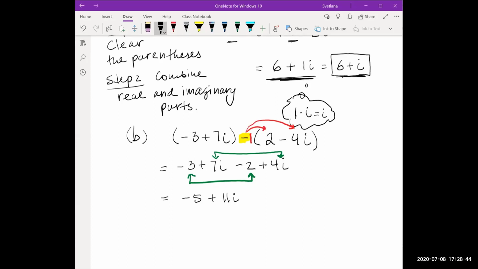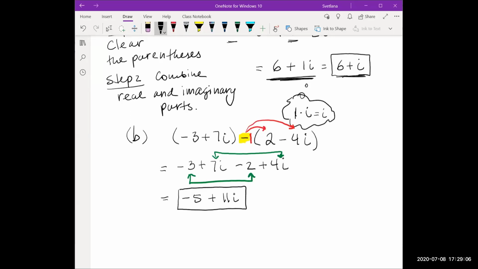Again, those two we will not combine. Think about them as unlike terms, but they are the real part and imaginary part of a complex number. Altogether, they make a new complex number that we obtain after we add or subtract two numbers.